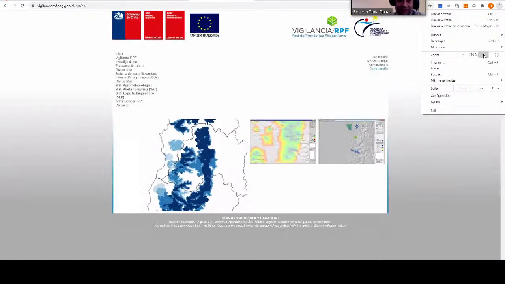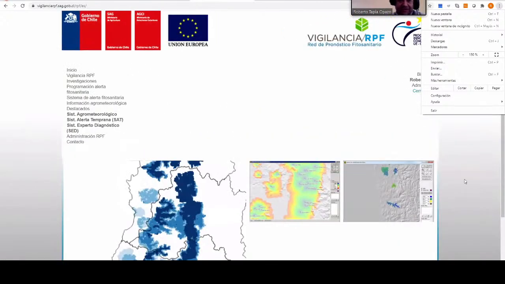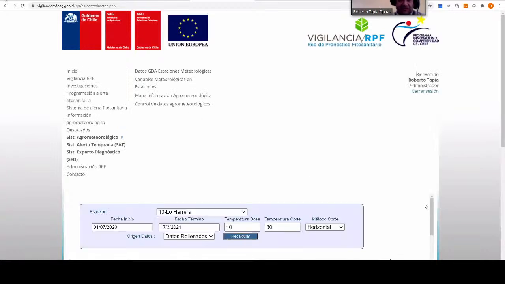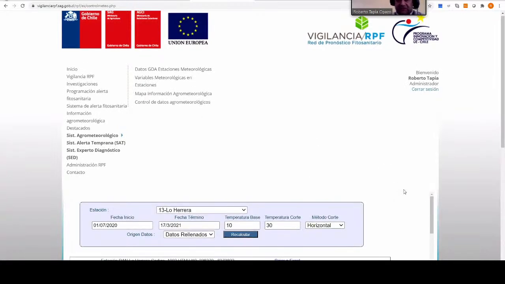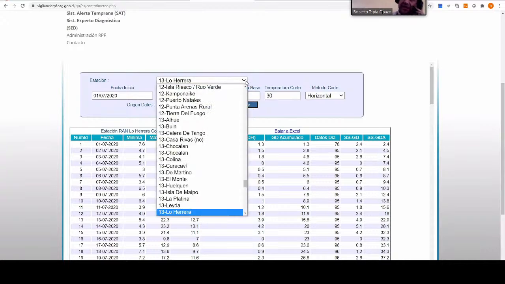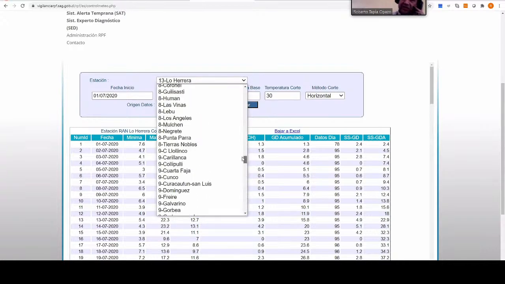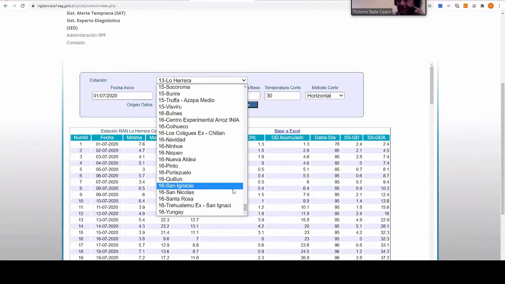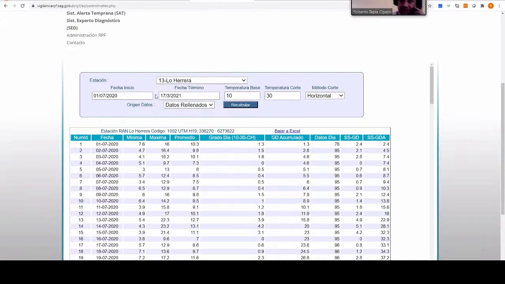This is the RPF producers portal. And this is what producers would see when entering the system. They can see the agrometeorological system data. By default, it shows this tool, the 450 weather stations in the country that are connected to the different regions in the Ministry of Agriculture, and this is the base information.